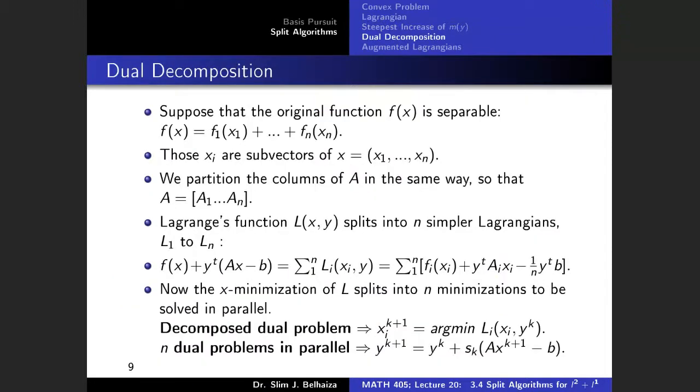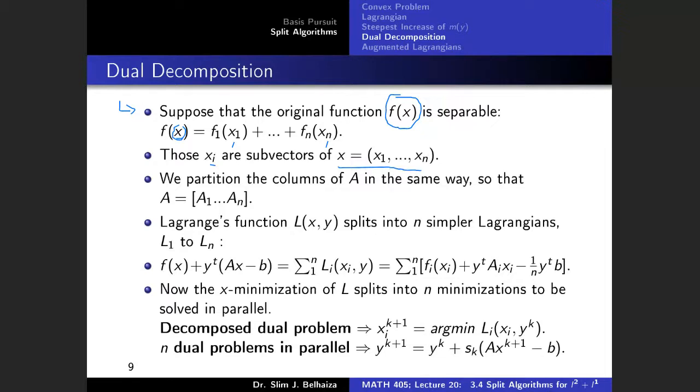Now we're talking about the next split algorithm, which is dual decomposition. Suppose that the original function f of x is separable. That's why I talked about separable functions. What does it mean? You can write f, a multi-variable function of capital X, where inside X I have all the n variables x1 to xn, and I can separate it into the sum of n functions. I'll give you an example in the next slide. In fact, those xi are subvectors of x, as explained here.